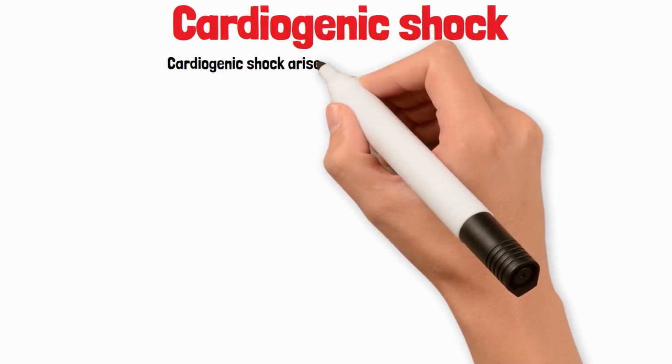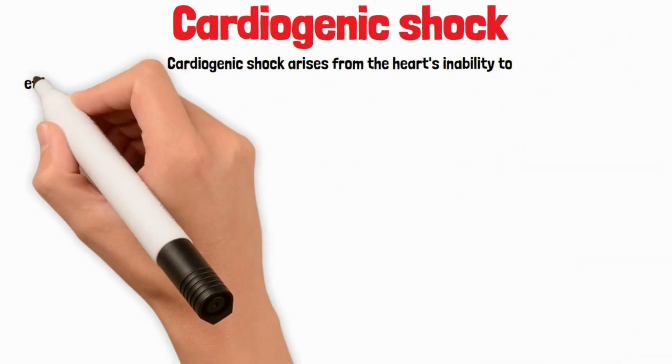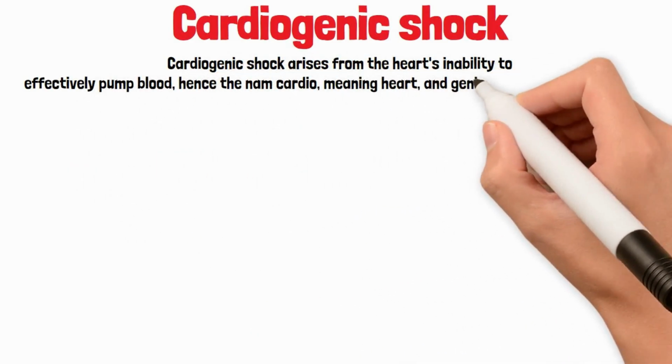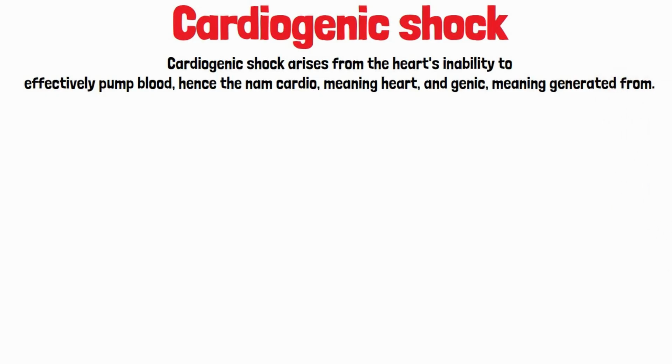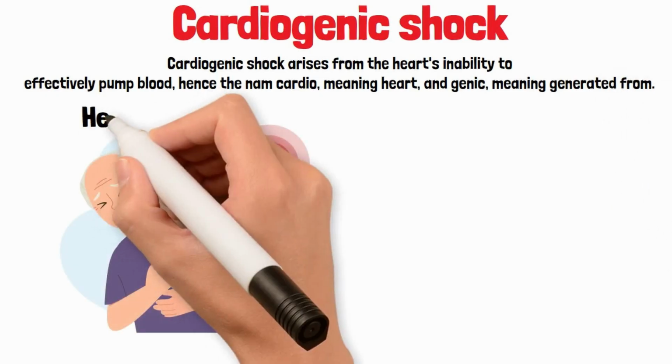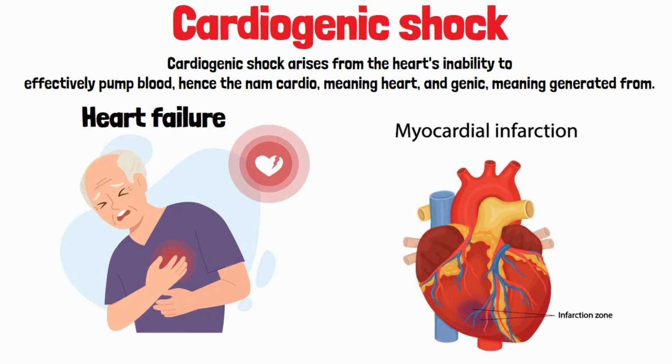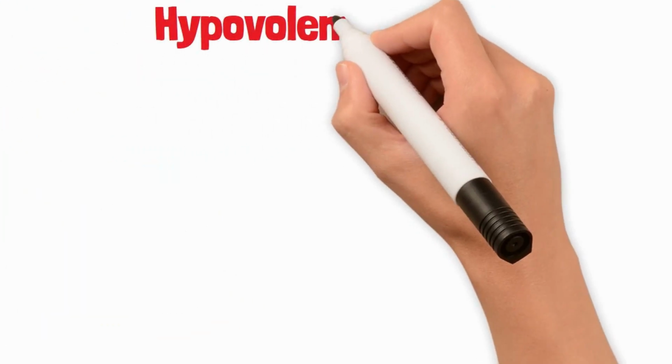Cardiogenic shock arises from the heart's inability to effectively pump blood, hence the name cardio, meaning heart, and genic, meaning generated from. This is often a result of heart failure, which can be caused by things like myocardial infarction or trauma to the heart. The next type is hypovolemic shock.